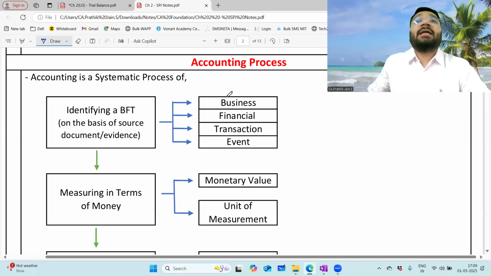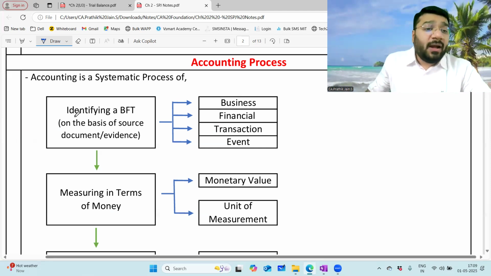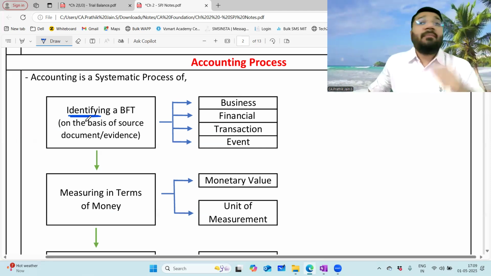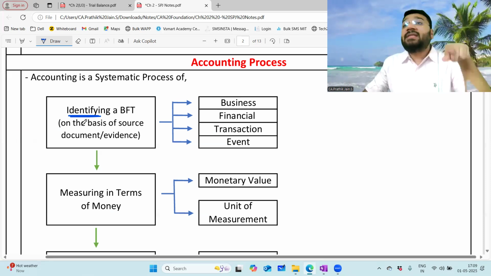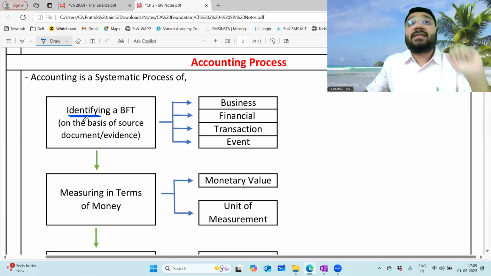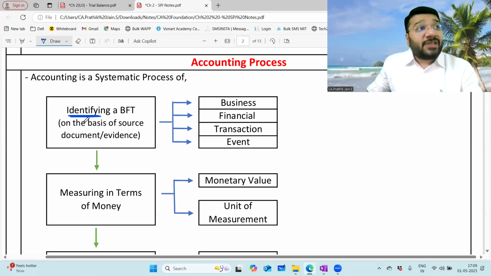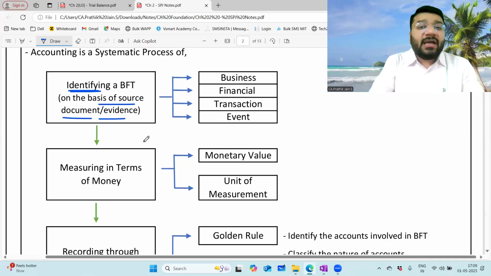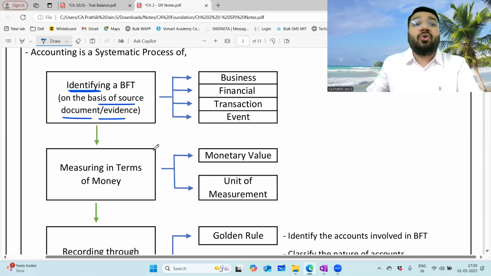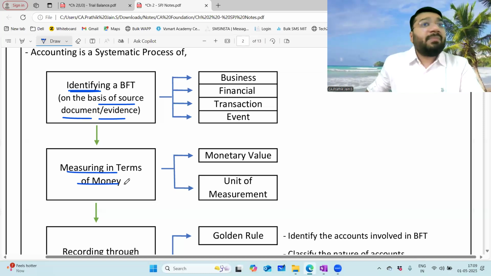Accounting is a systematic process of identifying what are we trying to identify? Business financial transaction or business financial event. And on what basis do you identify? Transactions can be identified on the basis of source document or evidences. Once you identify a business financial transaction or event, you have to measure it in terms of money.